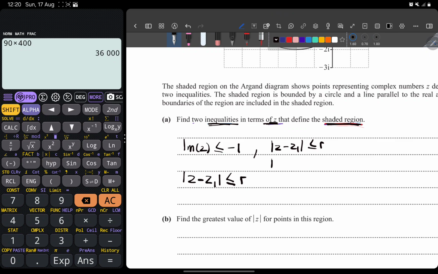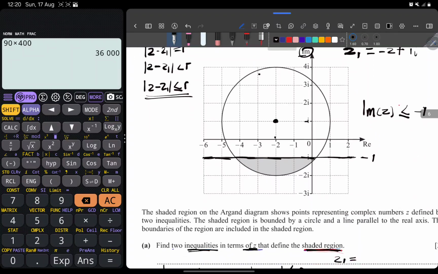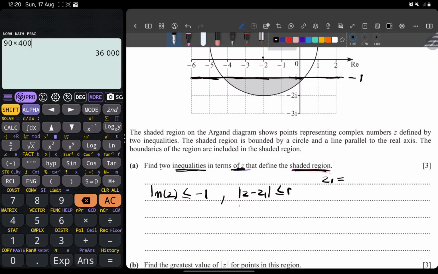My R is 3. So what is the modulus of Z minus Z1? Z will not go anywhere. We found Z1 from the coordinates of the new center. It's -2 plus i, right? That is my Z1. So now I say the modulus of Z minus, open brackets, -2 plus i, close brackets, is less than or equal to R, which is 3. This is the other inequality, right?